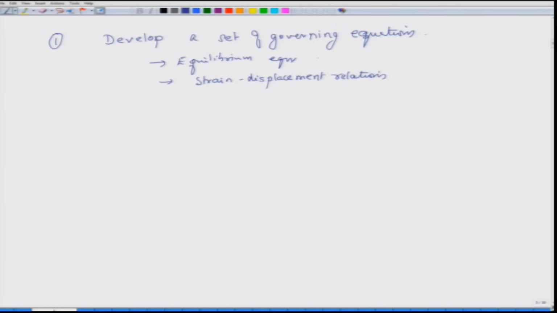Okay. So, equilibrium equations are basically statements of Newton's laws of motion. Strain displacement relations are basically driven by geometry. And the third set of equations will be how stresses and strains are related: stress strain relationships. Now, these sets of governing equations are applicable to, let us say, solid mechanics.